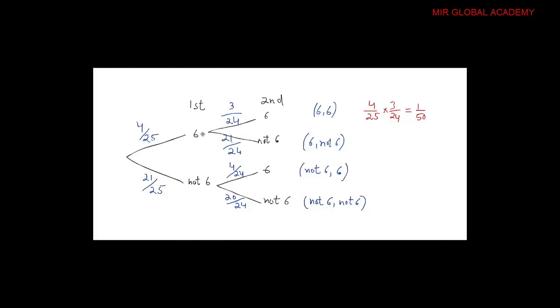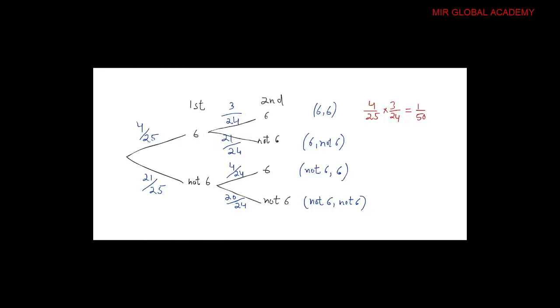Peter chooses one word at random from the 25 words. He then chooses a second word at random from the remaining words. So it is an experiment without replacement. Expressing each answer as a fraction in its lowest terms, find the probability that both words had 6 letters. So let's draw a tree diagram again. So there are 2 cases. The word will have 6 letters or it will not have 6 letters.